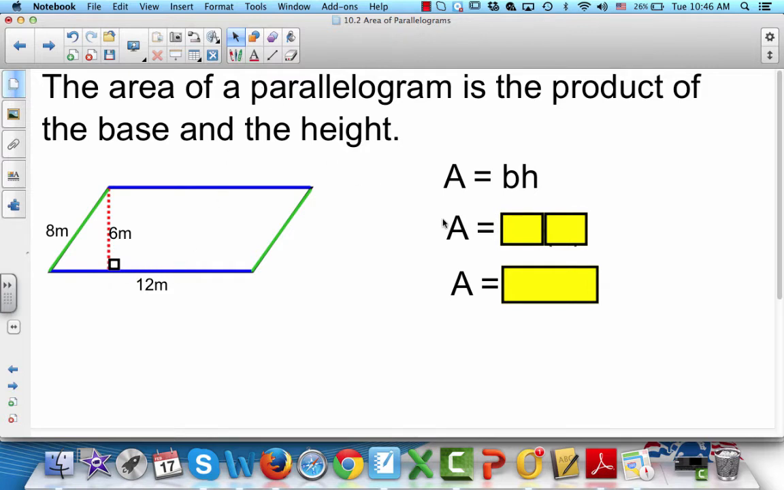So that means that you're going to be multiplying 12 times what? Will it be the 8 or the 6? Well, here's the base, and here's the base, and here's the line that connects them. That is perpendicular. See, this line also connects them, but it's not perpendicular to the other base. So that means you're going to use the 6. So area equals 12 times 6, which is 72, and it's meters squared.